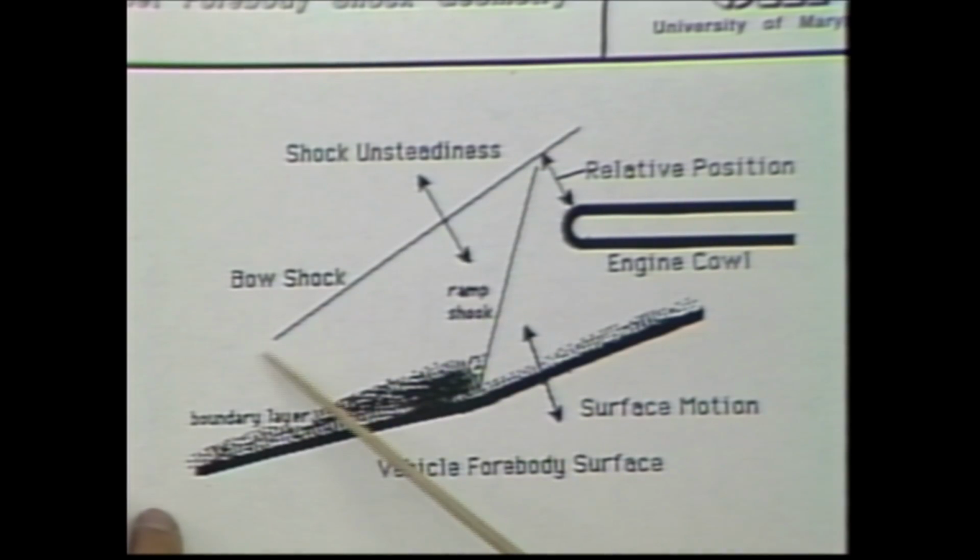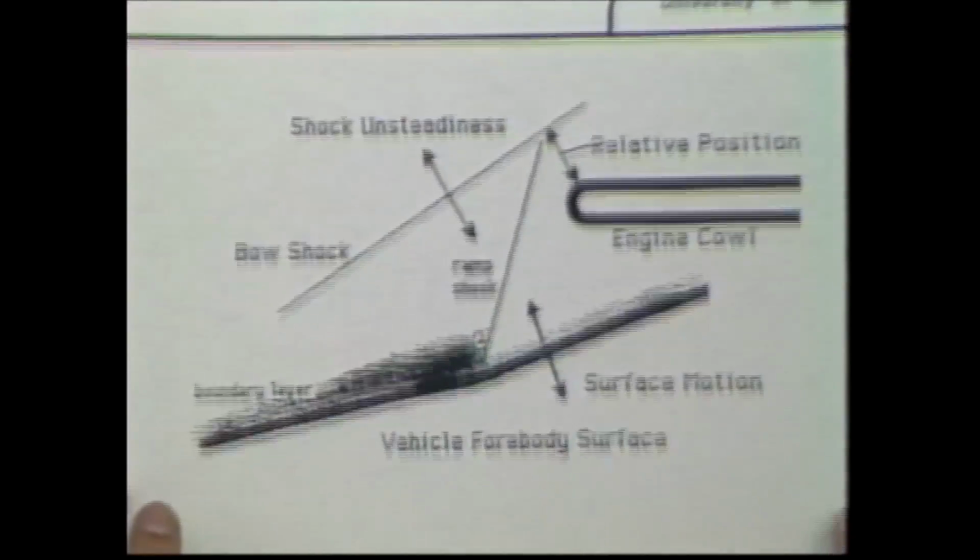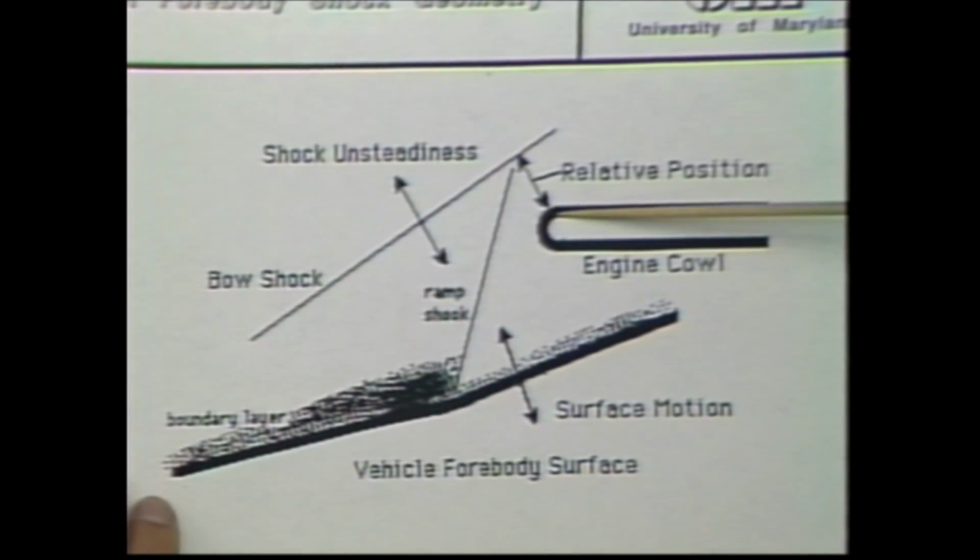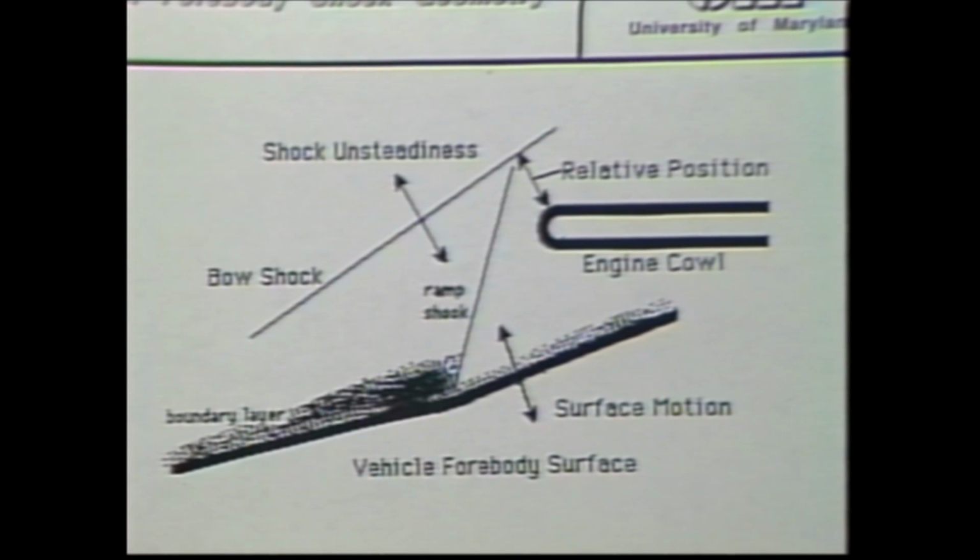There might be other effects. The vehicle might be bouncing around as it's flying. Are we going to be able to match the bow shock if the vehicle is bouncing? Does the shock stick with the vehicle, or does it bounce at a different rate or with different amplitude relative to the engine cowl and so change its relative position? That's a very interesting question, and the answer is not immediately obvious.